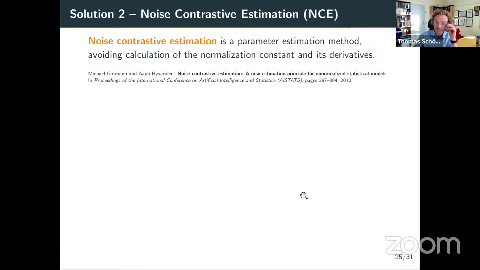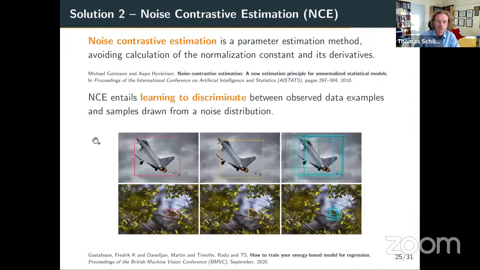Another interesting idea, quite new to me at least, is something called noise contrastive estimation, which is a method to compute estimates of parameters that avoids computing the normalization constant and its derivatives. It's a bit more than 10 years old and came up in this nice paper. In one sentence, it learns to discriminate between observed samples from the measurements and samples drawn from some kind of noise distribution.